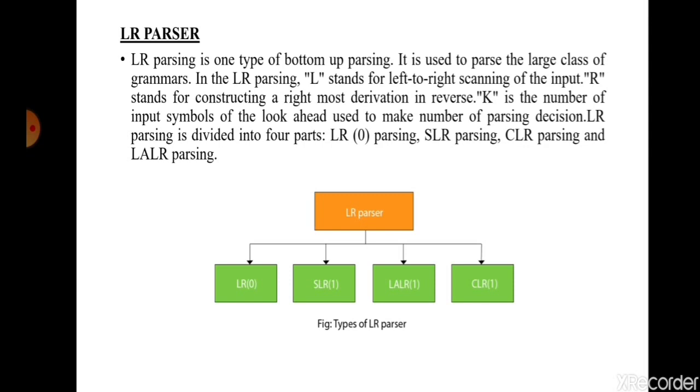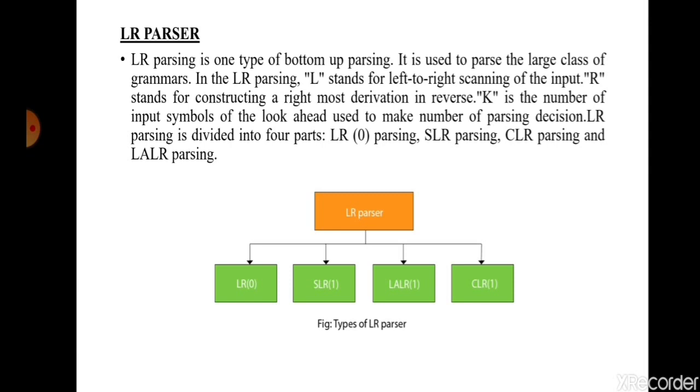In LR, the first L represents reading the input characters from left to right, and the R represents rightmost derivation in reverse. LL parsing is a top-down parsing and it supports leftmost derivation, but LR parsing is a bottom-up parsing and it supports rightmost derivation in reverse, that is, handle pruning.